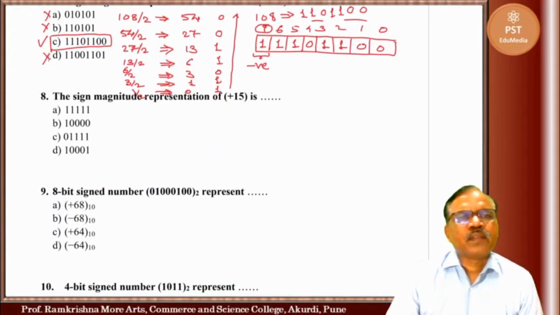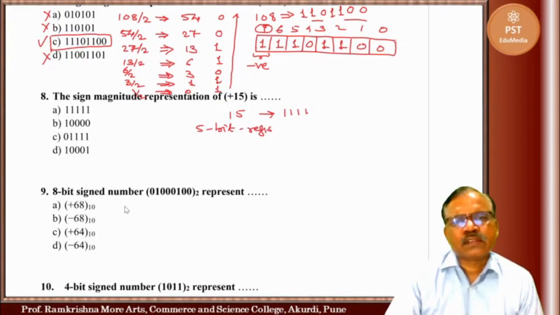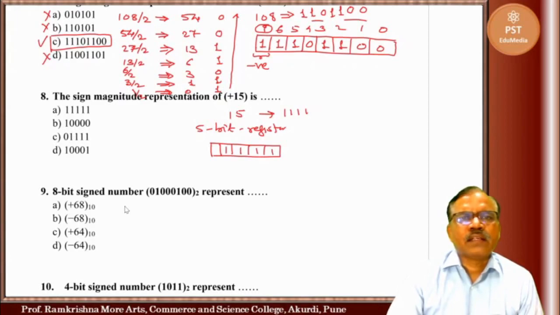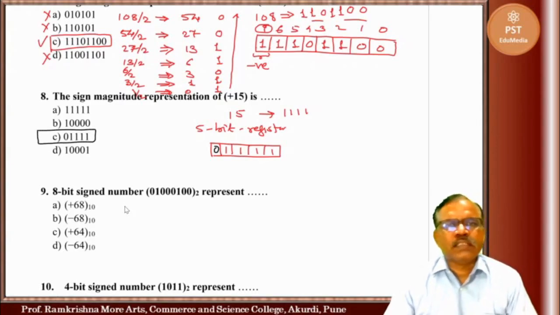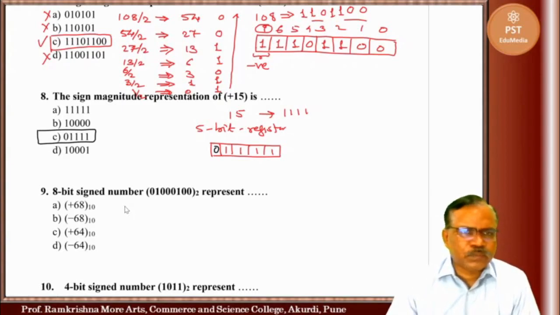Now the sign magnitude representation of plus 15. Now we know 15 is 1111. So we can use a 5-bit register, 1 2 3 4 5, so the number is stored as 1 1 1 1, and here we have 0. So 0 1 1 1 1. So this one is correct.